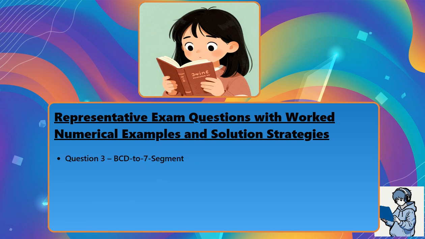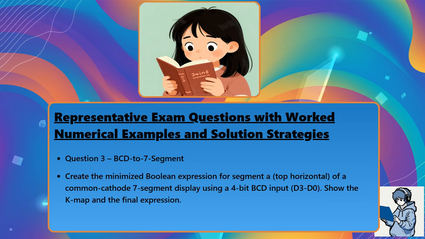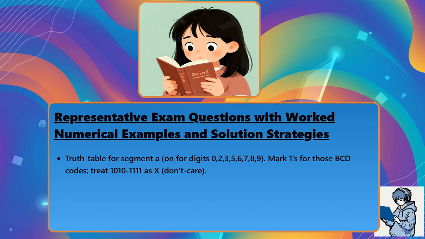Question 3, BCD to 7 segment. Create the minimized Boolean expression for segment a, top horizontal, of a common cathode 7-segment display using a 4-bit BCD input D3 to D0. Show the K-map and the final expression. A solution sketch. Truth table for segment A: on for digits 0, 2, 3, 5, 6, 7, 8, 9. Mark 1s for those BCD codes. Treat 1010 to 1111 as don't care.